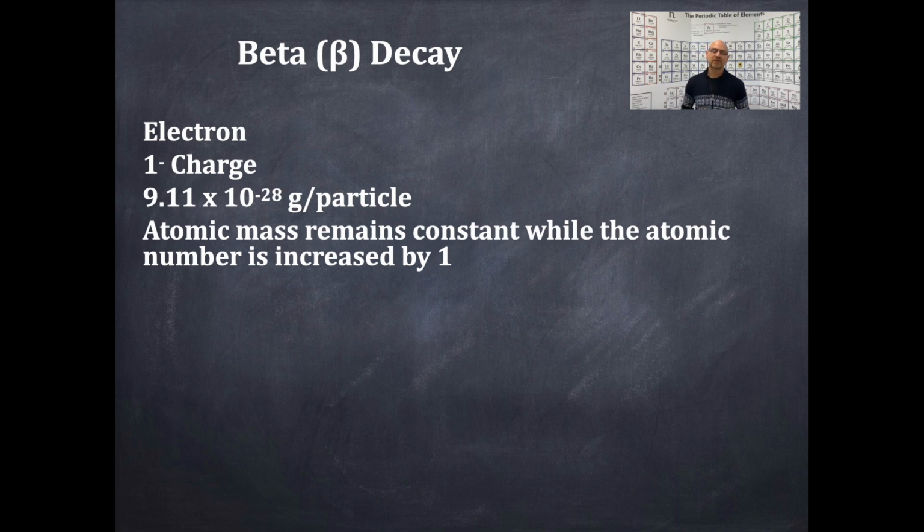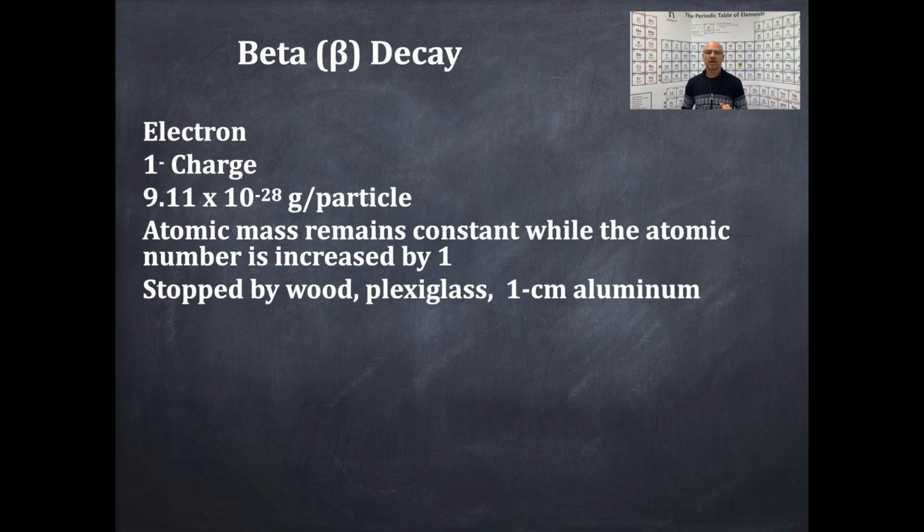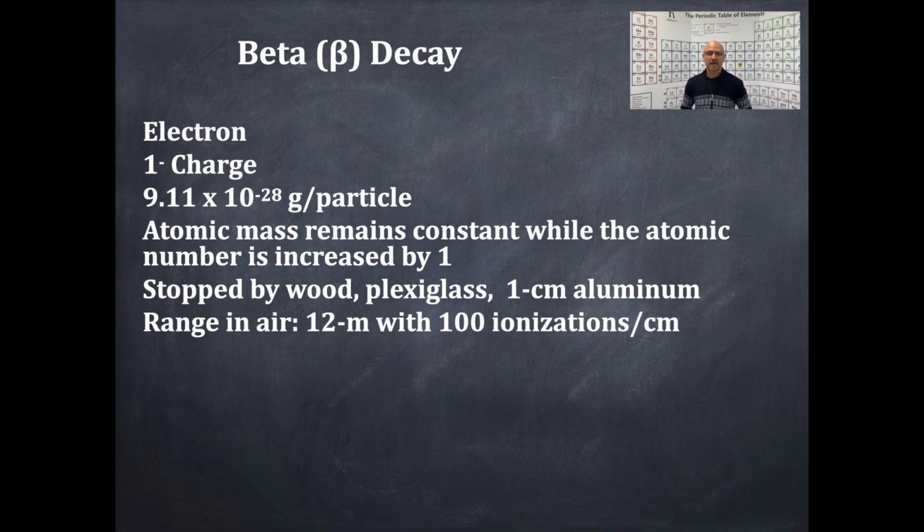So the atomic mass remains constant while the atomic number is increased by 1. Okay. What are beta particles stopped by? Beta particles are stopped by low density objects, so wood, plexiglass, and aluminum, about 1 centimeter thickness of aluminum. So they will go right through your hand, in other words. Okay, the range in air is about 12 meters. So that's a much longer distance.